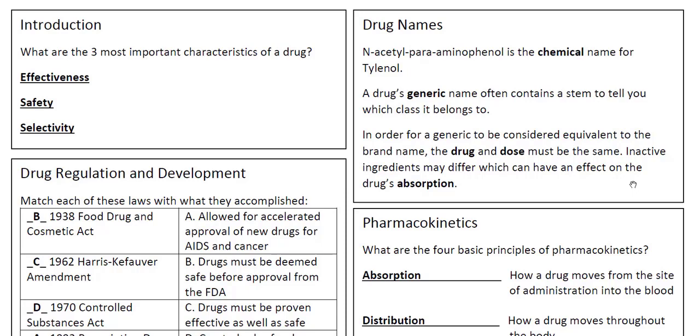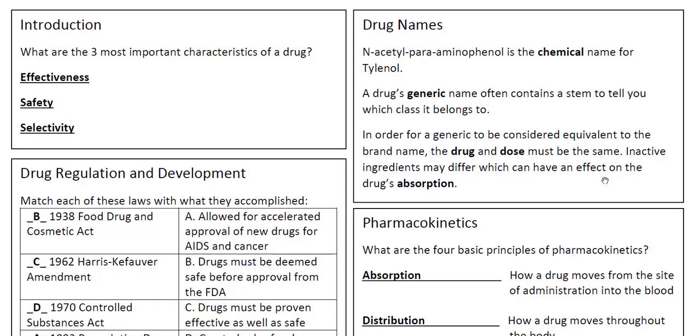But the best name to use for a drug is its generic name. A drug's generic name often contains a stem to tell you which class it belongs to. The generic name for Tylenol is acetaminophen. A generic drug for low pressure is metoprolol, and it contains the ending -olol, which gives you the clue that it is a beta blocker used for hypertension.